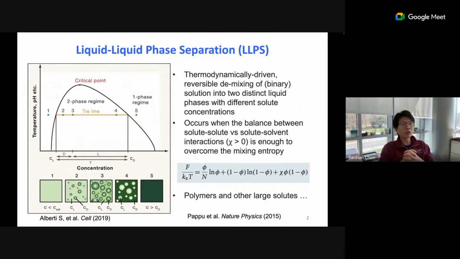Right. I would think about this as the average mean free path, right? So essentially, it's the effective free volume of each protein. It becomes smaller and smaller as you go to higher concentration.